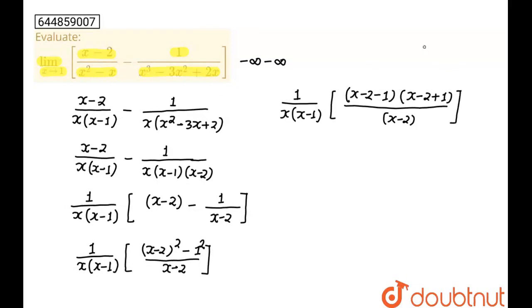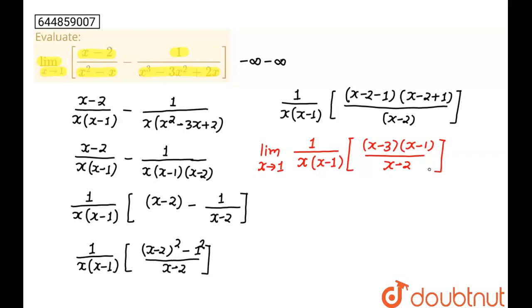Okay, no problem students. Now I am going to write this question again, limit, okay, x tends to 1, and this will become 1 upon x into x minus 1, and this will become x minus 1 minus 2 minus 1, x minus 3, and this will become x minus 1 upon x minus 2. So this is our new expression, which is the same as this expression.